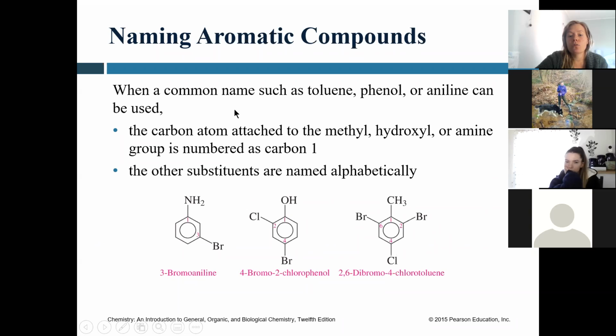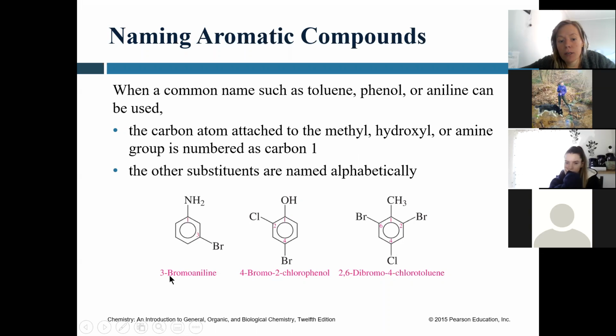You can also use the common names, toluene, phenol, and aniline, to name these things. Looking at this one here, I can call this aniline, which is a benzene ring with this NH2 group on it. I don't have to call it aminobenzene. I can just use the aniline name to encompass this thing and the ring. This will always be on the 1.